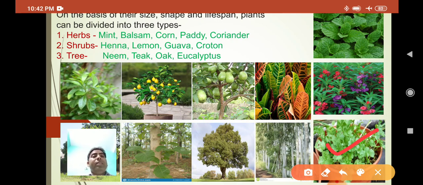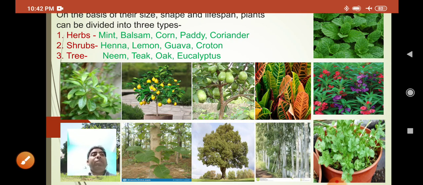You can see the balsam. It is also weak, thin and green. Their heights are less than 4 feet and they are short plants. Another example is mint. You can see the mint. These mints are also delicate, with a thin green stem, and these herbs do not have many branches. They have only short branches. And their lifespan varies from a few months to a few years only.